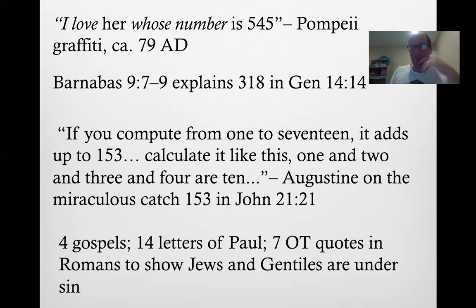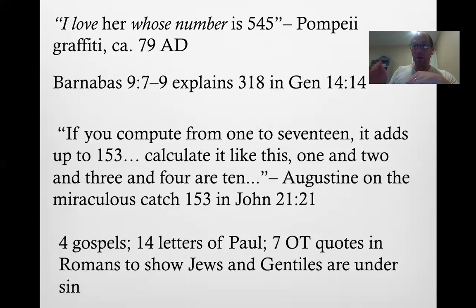So again, around the time that this book was written, the Epistle of Barnabas. Barnabas was one of the colleagues of Paul. This letter was written in the 1st century, but it was not included in the biblical canon. If you were to read it, you'd see there's a couple of quirky things in there. But he's looking at the way that the number 318 happens in Genesis 14:14.